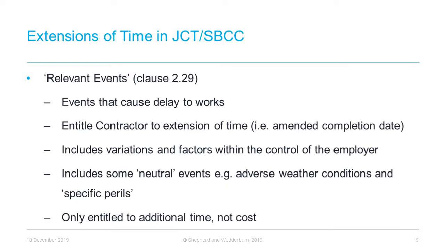Relevant events include variations, for example, by way of employer's instructions, and also factors within the control of the employer, such as delay in access to the site. However, it also includes neutral events such as adverse weather conditions and loss or damage caused by a specific peril. If such an event occurs, the contractor will be awarded an extension of time, but may not receive any additional funds to cover the cost of being on site for longer than planned. The impact of the extension of time award is that the contractor will be exempt from any liquidated damages provisions that might have applied if the original completion date was not met.